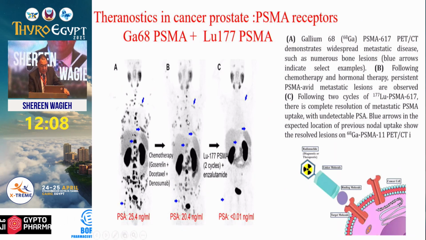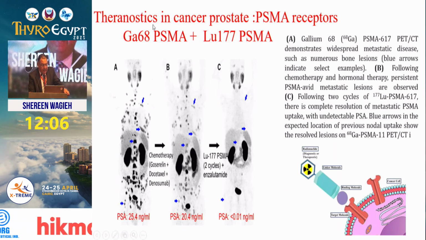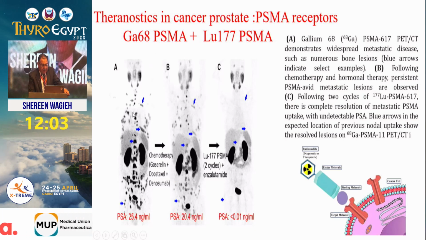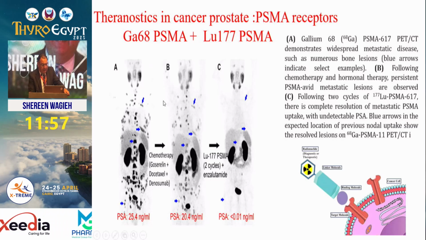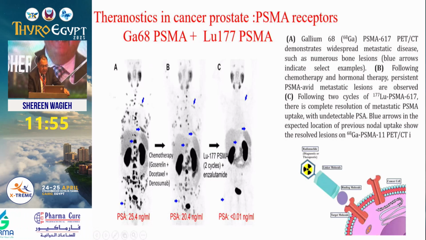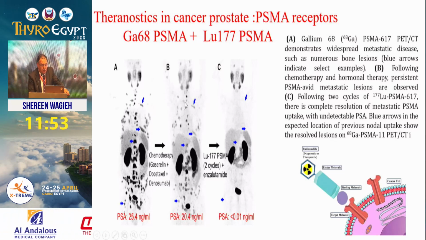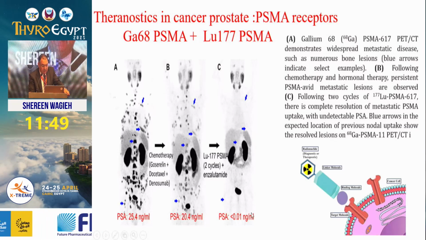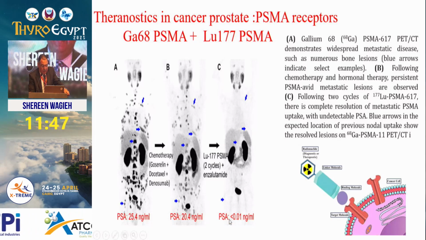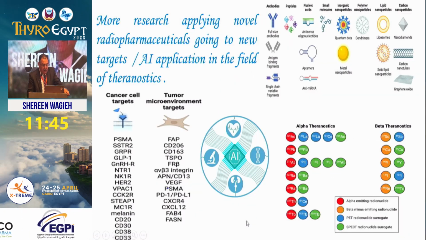Another example is a patient with prostatic cancer. On gallium PSMA, or prostate-specific membrane antigen, there are many widespread metastatic skeletal deposits. This shows proper expression of the PSMA receptor, but this patient did not respond properly to chemotherapy. He received only 2 cycles of lutetium with almost complete remission and significant regression of the PSA level.